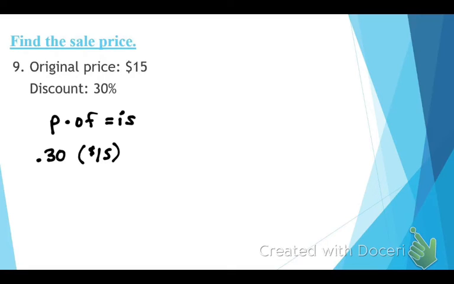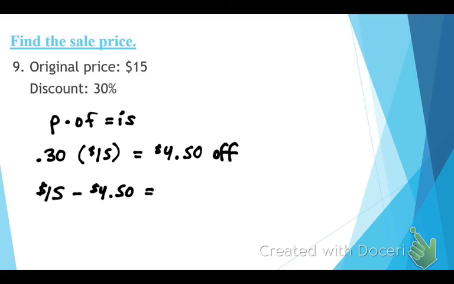When you multiply that together, what do you get? $4.50. Okay, now here's what you got to be careful. A lot of people will tell me, oh, yay, the sale price is $4.50. That's not the sale price. What is that? The discount. That's how much they are willing to take off of the original price. So now what do I need to do with the $4.50? Subtract it. So it was $15, and you have to take off or subtract the $4.50. When you do that, what do you get?